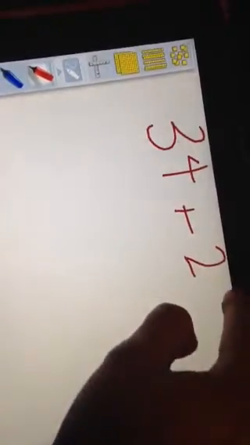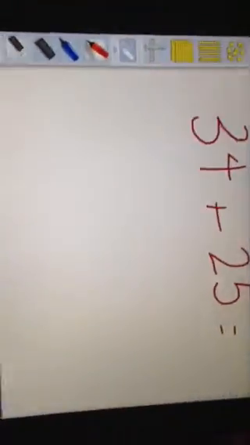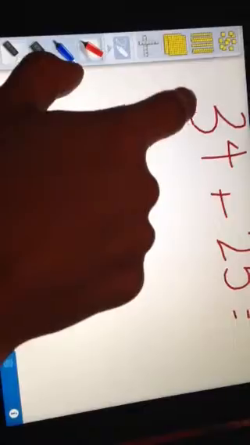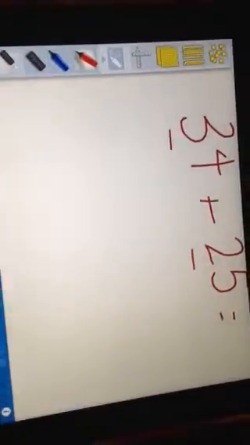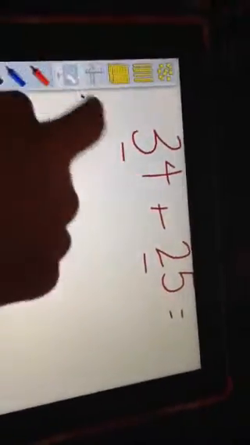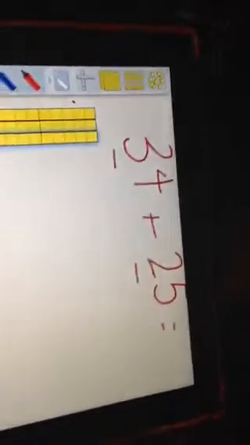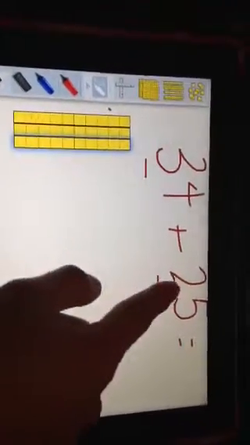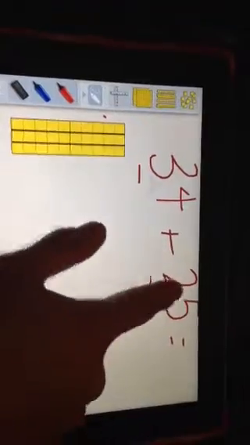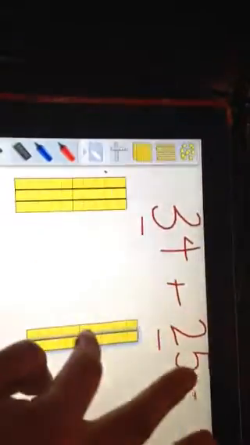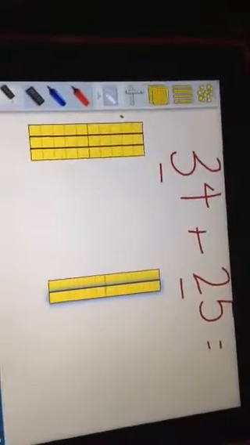So if I model a problem like 34 plus 25, what is that going to equal? So I know that my tens place value is 3 and 2. So for the first number, I see that's a 3, so I'm going to pull down 3 of my base 10 blocks to represent 3. And then for my second number, I see that that's a 2, so I'm going to bring down 2 of the base 10 blocks. So that's for our tens place.